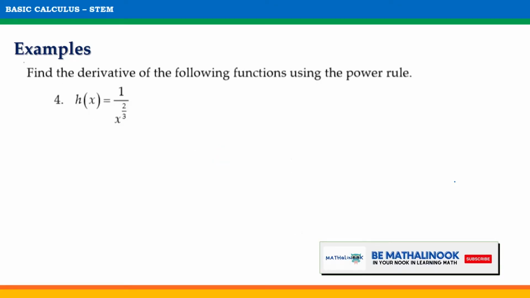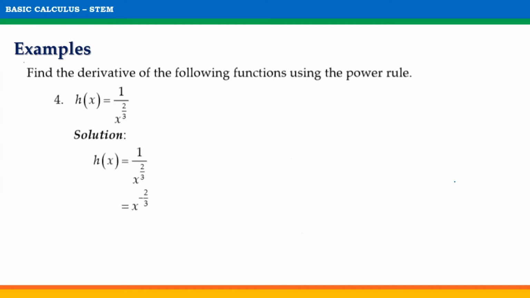Another one. h of x is equal to 1 over x raised to 2/3. Rewrite the function to be x raised to negative 2/3. Make negative 2/3 the numerical coefficient of x. So therefore, h prime of x is equal to negative 2/3 x raised to negative 2/3 minus 1. Simplify negative 2/3 minus 1, we will have negative 2/3 x raised to negative 5/3.